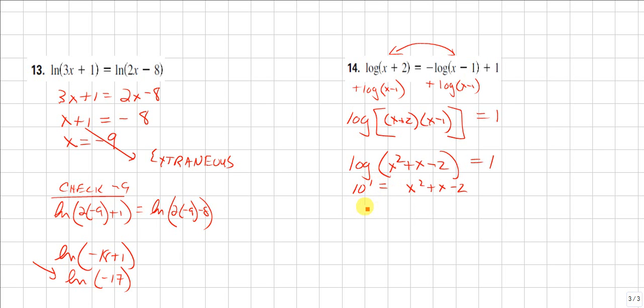Setting the quadratic equal to 0 means I'm going to move the 10 over to the other side. I would have 0 is equal to x squared plus x minus 2, and then this 10 would subtract 2, so that'd be a minus 12. And solving the quadratic into factored form, I would have x plus 4, x minus 3 equal to 0. So the potential solutions would be x is equal to negative 4 and x is equal to 3. Now we're going to have to check those.